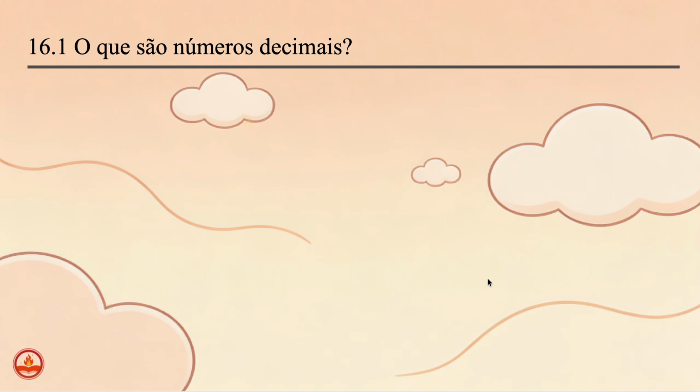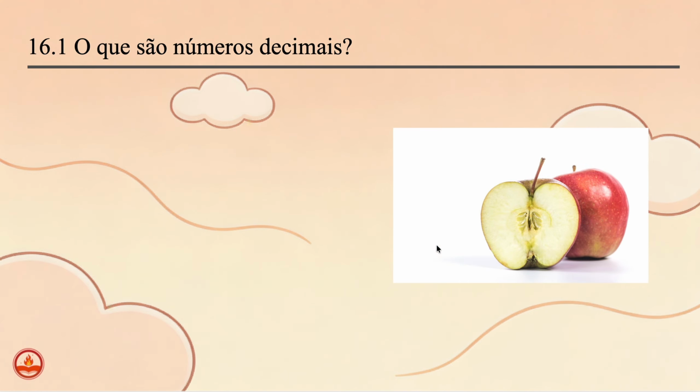Okay, so my first question, what is a decimal? It's about parts and wholes. A decimal is a number that represents a part of a whole. It describes a value that is less than a complete unit.